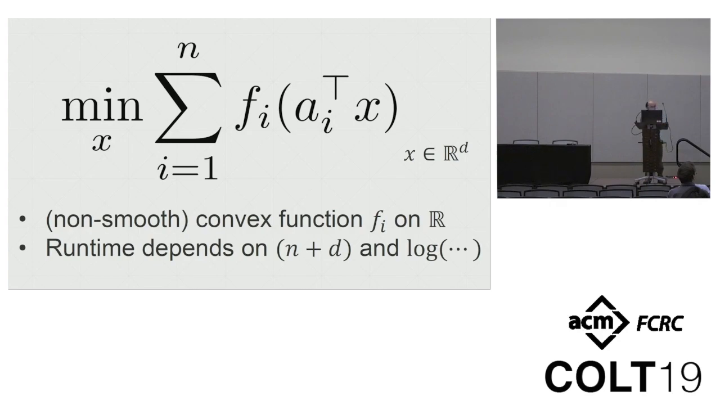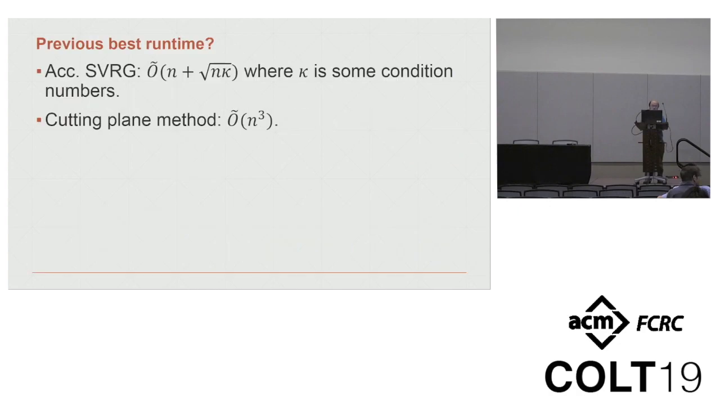For example, you can put some L1 term inside, and that's why I don't separate the regularizer and the form, because you can just put everything on Fi. And our goal is to get a running time depending on n plus d and a bunch of log. And so what is the previous result?